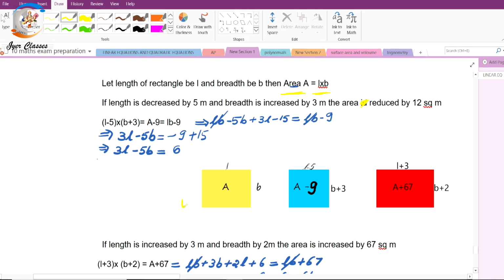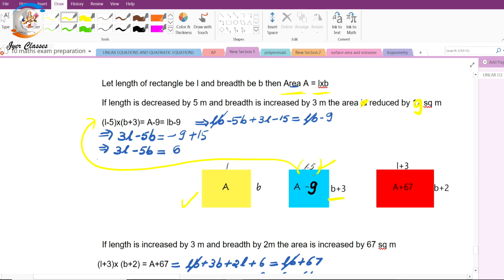See, you have got the original rectangle, this one, and now you have got a new rectangle in which the length is decreased by 5 meters and the breadth is increased by 3 meters, and the overall area is reduced by, according to the question, 9 square meters.